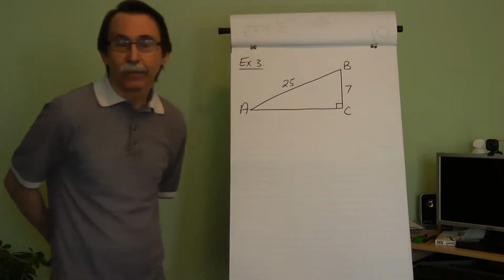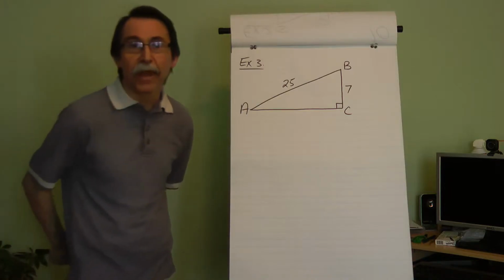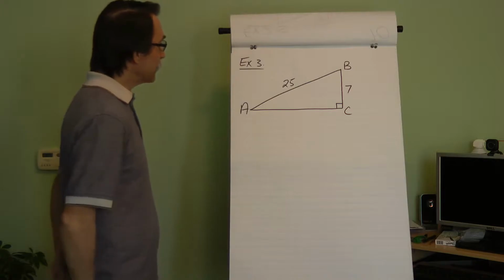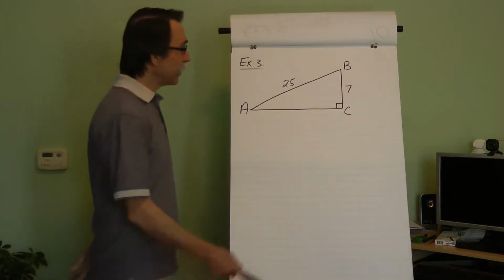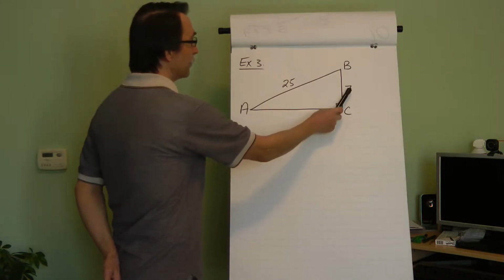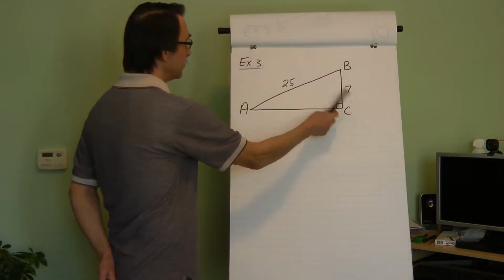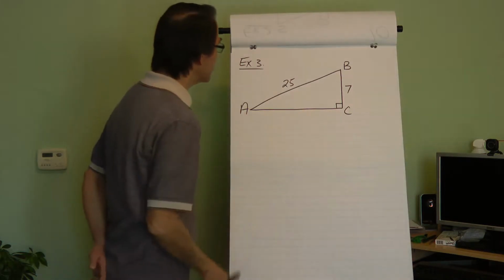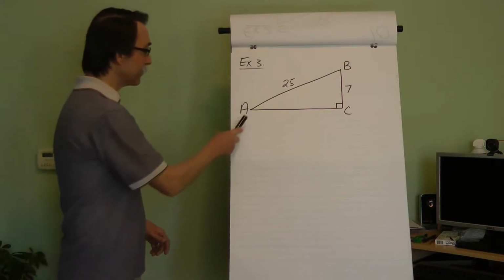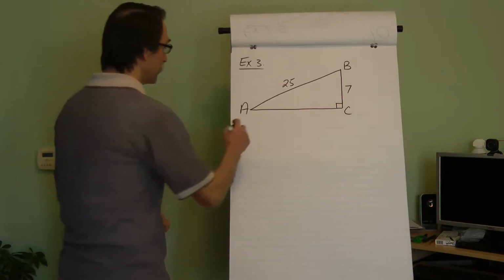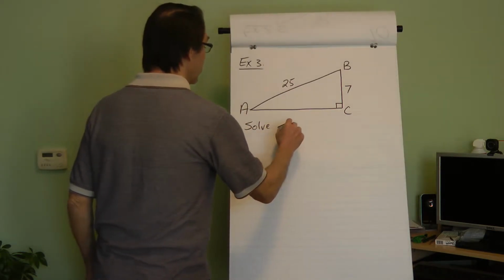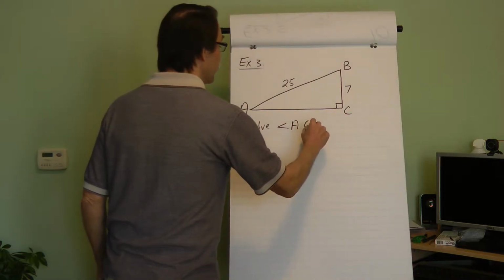Welcome back. This time we're going to be solving for an angle when two sides are given. You'll notice that in this example 3, I've got my right triangle. I've got one length here, it's 7 units, another length here which is 25 units, and I would like to solve for angle A. And that's what I'll do, solve angle A, so in degrees.